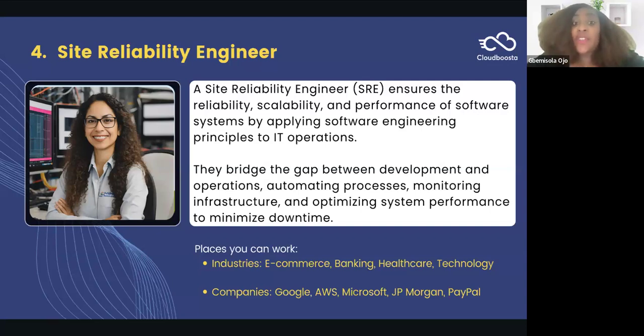So a site reliability engineer ensures the reliability, scalability, and performance of software systems, applies software engineering principles to IT operations. So they help to bridge that gap between development and operations teams. They also automate processes, they manage infrastructure, they optimize system performance to minimize downtime. Just like it says, site reliability engineer, they have to make sure that things are always on. The system doesn't go down. Can work in e-commerce, banking, healthcare, various industries, various companies. Can work in Google, AWS, Microsoft, JP Morgan, PayPal with this knowledge.